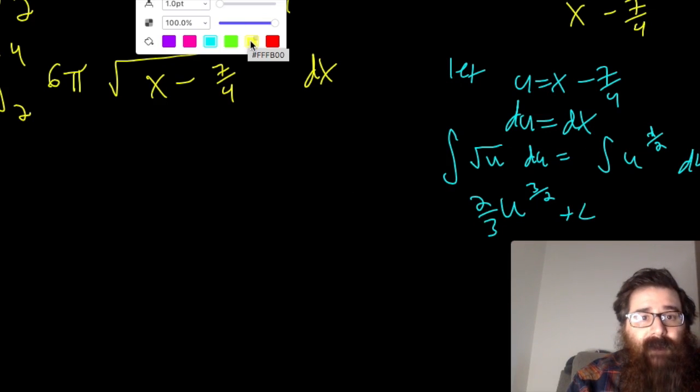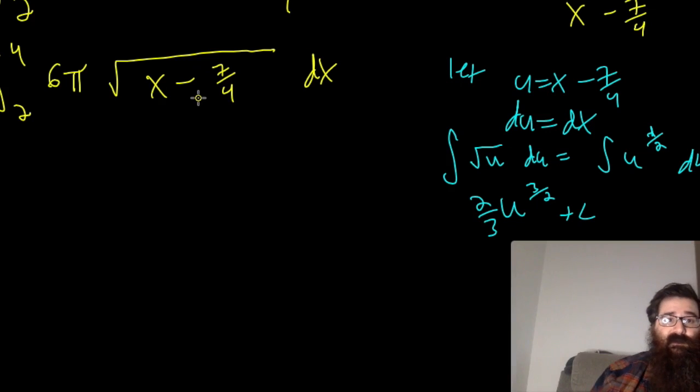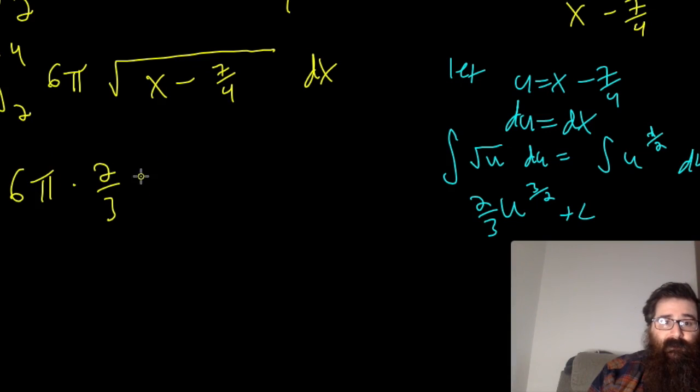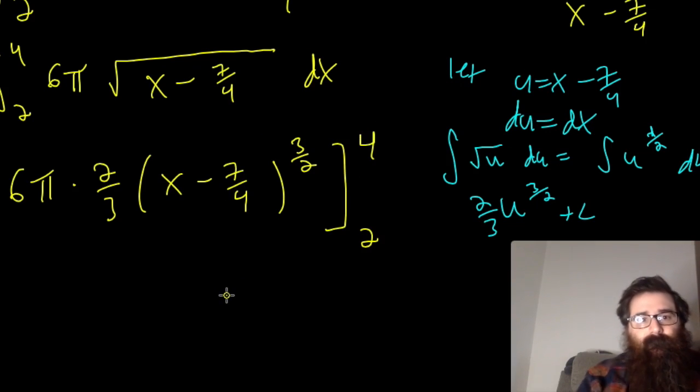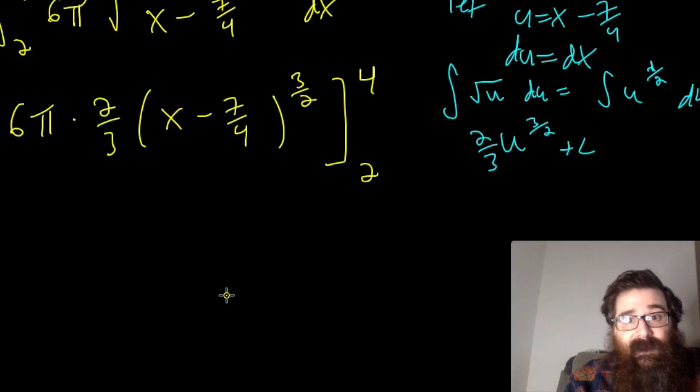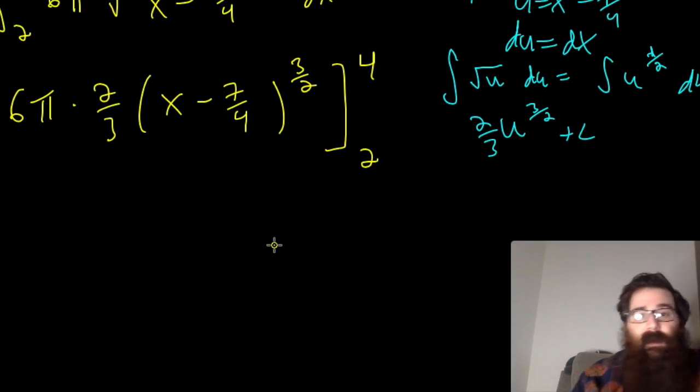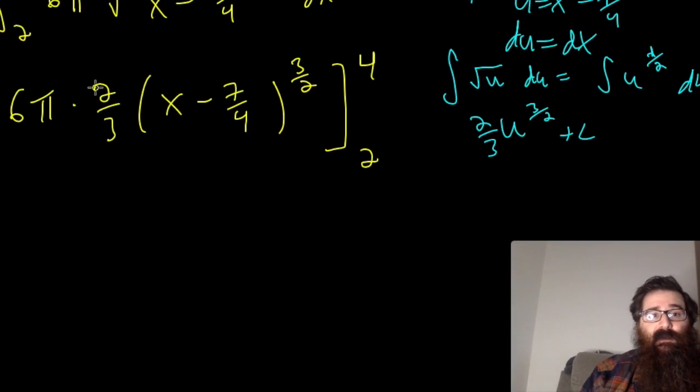So thinking about that substitution, the u sub, here I get 6 pi, and then I get 2/3 stuff to the 3/2. And then back substituting on u, that should be an x minus 7/4 in there. And then bounded from 2 to 4. Just a quick idea as to how the integration would look. Now let's just see if we can go through this one the rest of the way. 6 divided by 3 gives me 2. 2 times 2 is 4, so we have 4 pi.